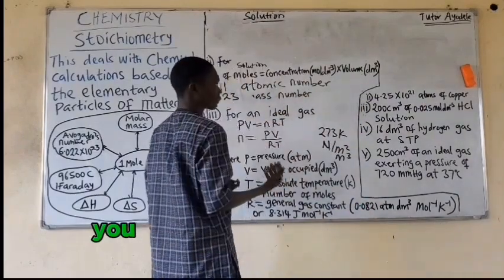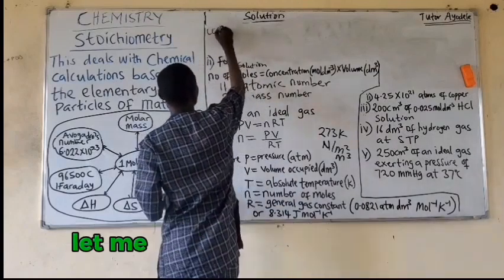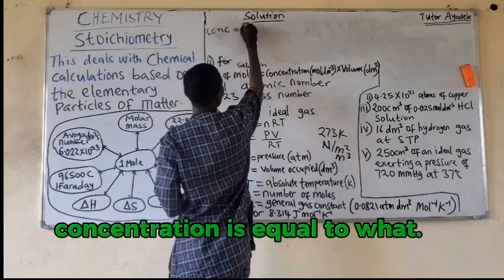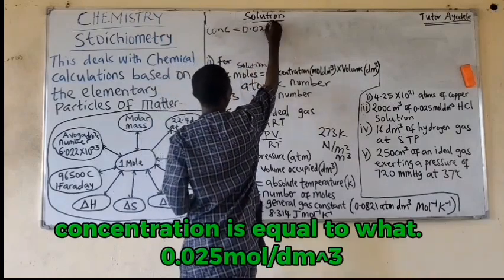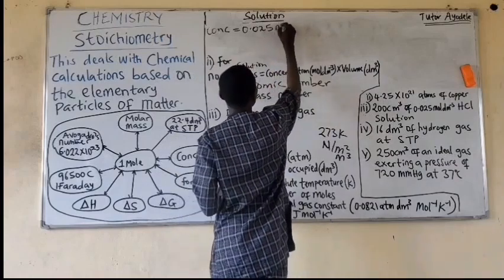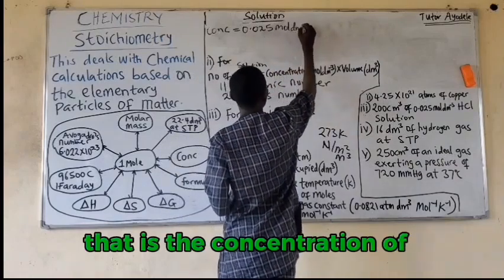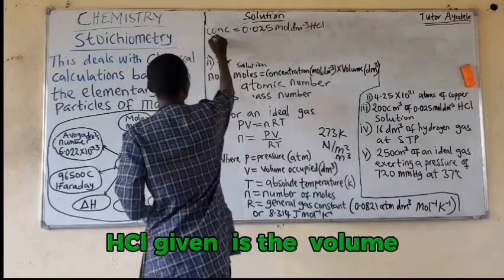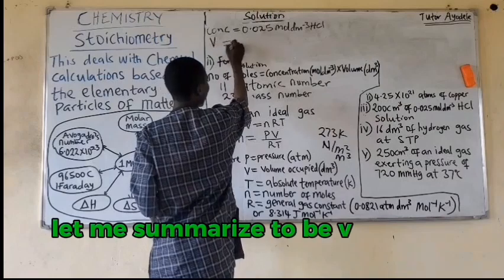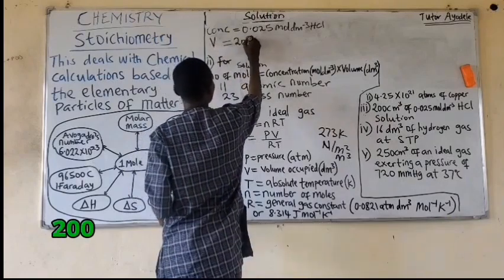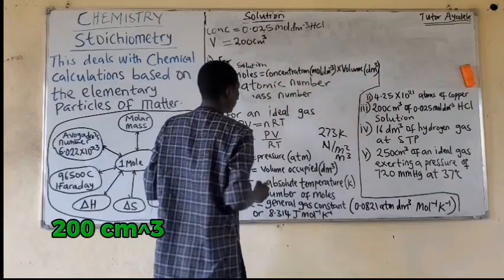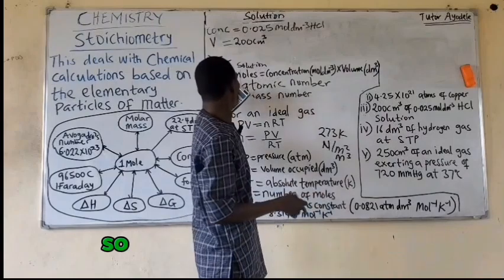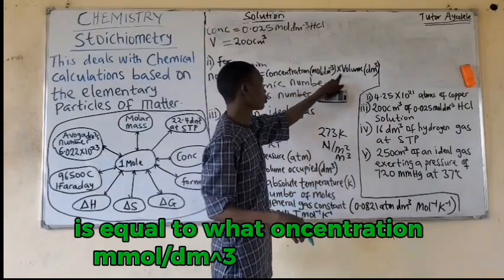So first thing, as I've said, you have to write out your parameters. Concentration is equal to 0.025 mole per dm cube. That is the concentration of HCl given. And volume, let me summarize it to be V. Volume is equal to 200 cm cube. Because they said solution, we are dealing with solution, so number of moles is equal to concentration in mole per dm cube times volume.